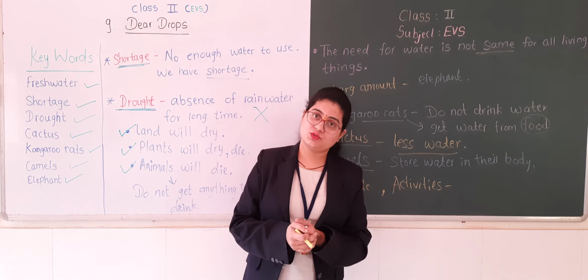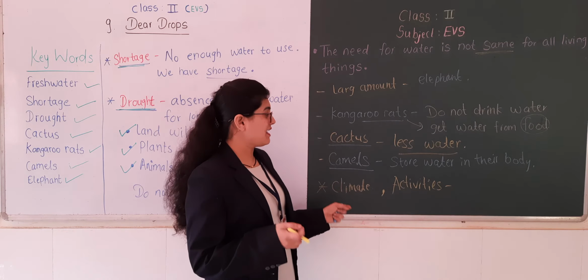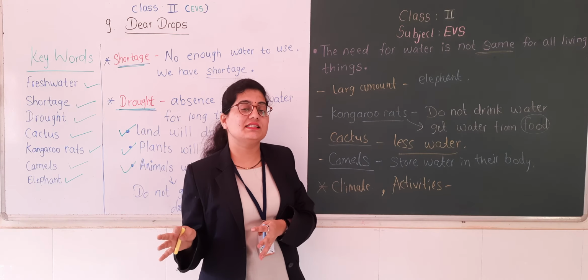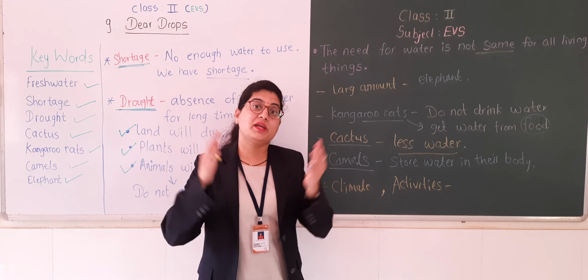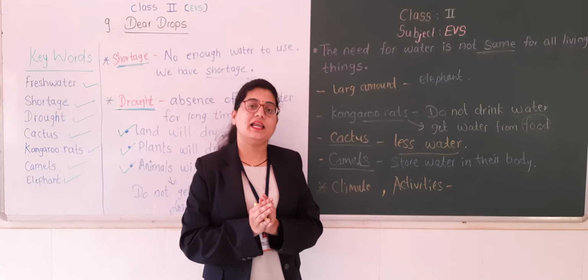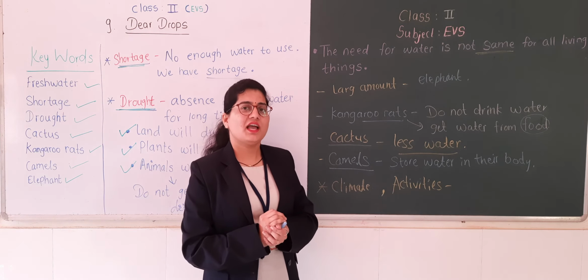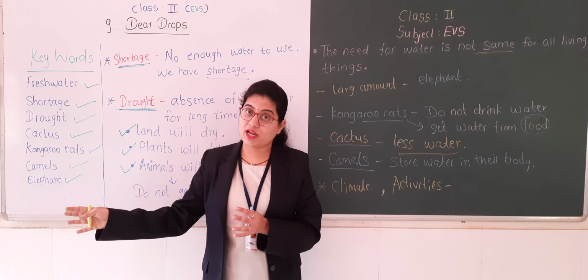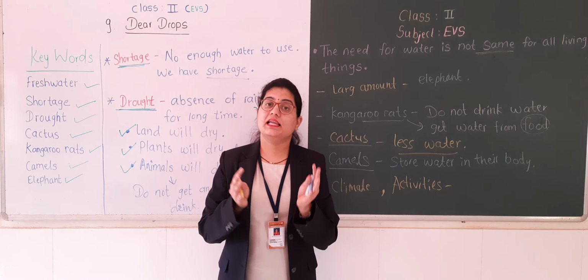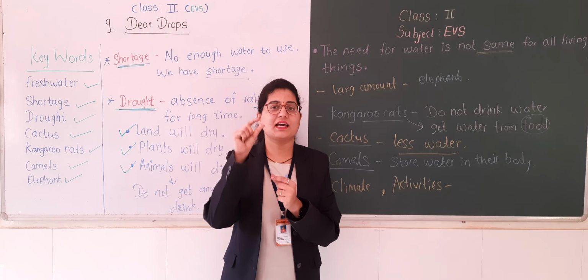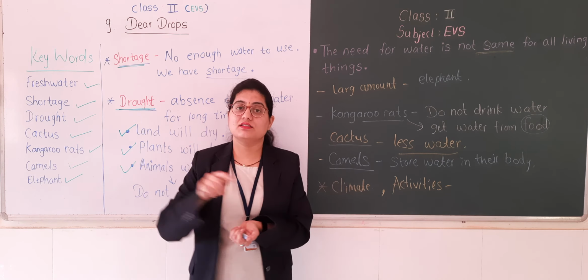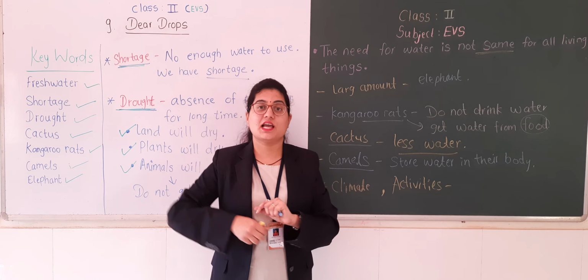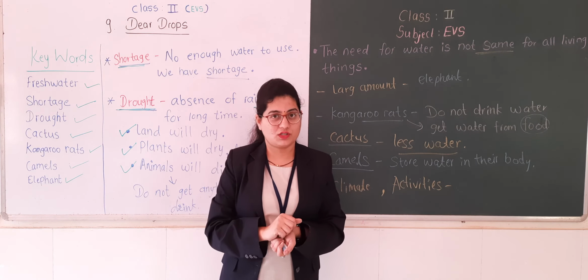Understood? So the need of water is different for all living things. Some living things need a large amount of water, such as big trees and big animals like the elephant. Animals like rats, kangaroo rats and insects need less water because they are small in size. Plants such as cactus and other small plants need less water as they are small, and big trees need a large amount of water.